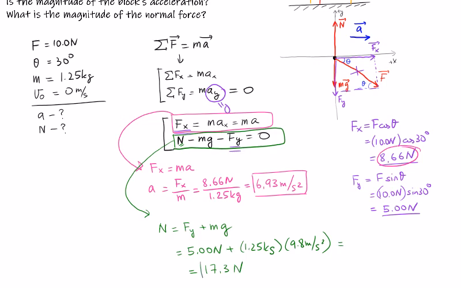newtons. Then the surface exerts a force of 17.3 newtons upward on the block, which balances the sum of the downward forces acting on it. That's why the block is not going up and down.